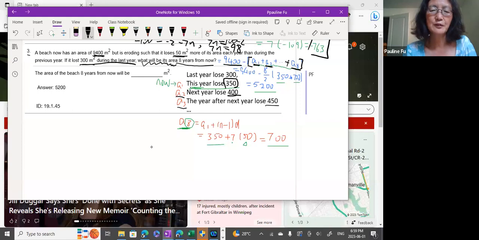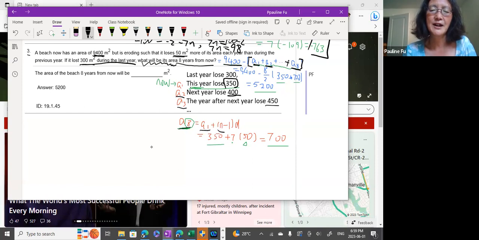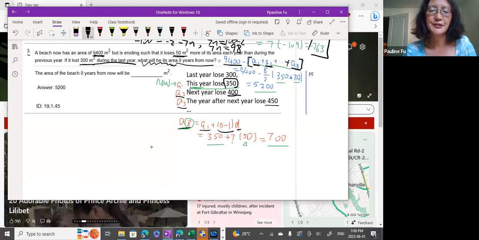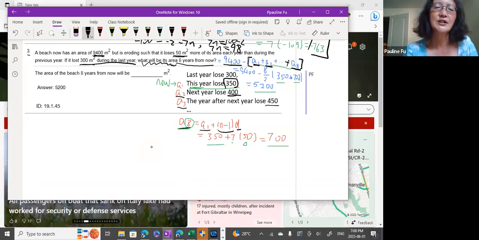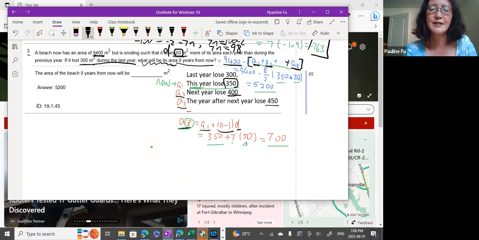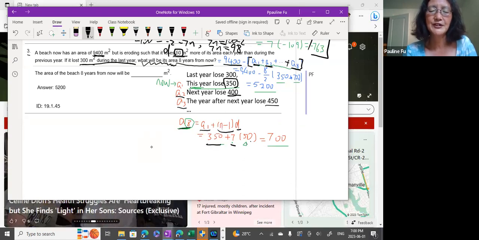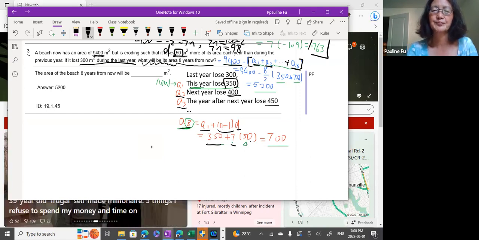But we have another way to figure out A8. A8 is just the first item plus (n minus 1) times d. What is d? The common difference, the difference between two adjacent items. In this case, d is already given: this 50 is d. So we know A1 is 350, n is 8, 8 minus 1 is 7, d is 50. So A8 is 700.